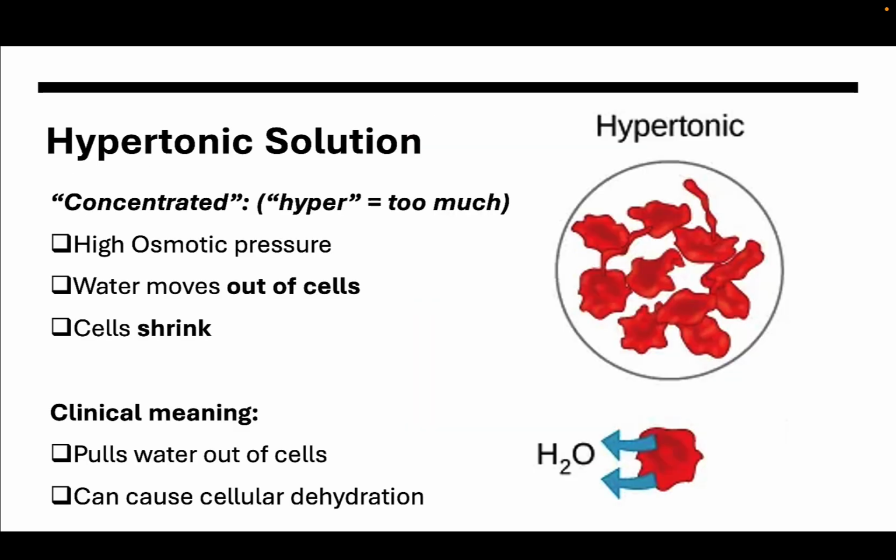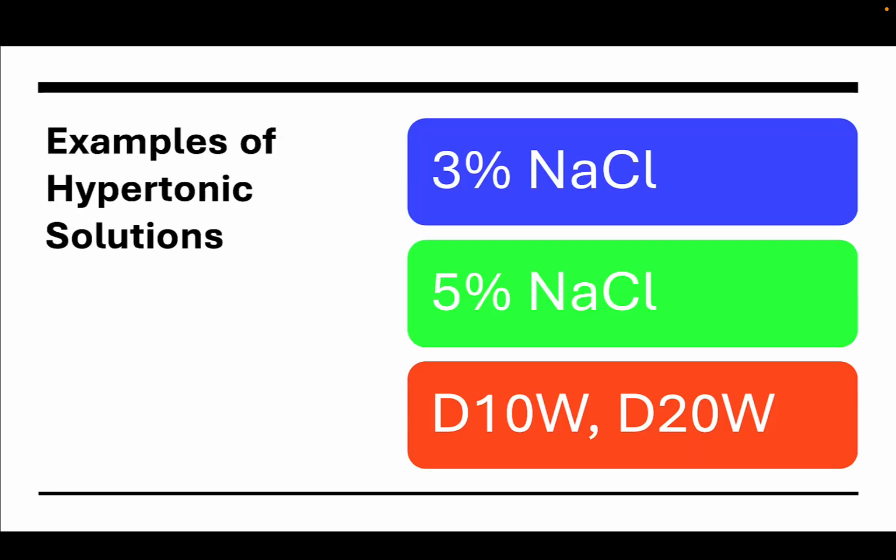A hypertonic solution is the opposite. This is too concentrated. Hyper means too much, and this causes a high osmotic pressure and water moving out of the cells. The outside is saltier, meaning that the water inside the cells wants to go out to follow where the higher salt concentration is. This would pull water out of cells, could cause cellular dehydration, and again is not something that should be administered to rehydrate a patient. Here are some hypertonic solutions. Again, these are high concentrations of salts, and we'll get into what these percentages mean very soon.